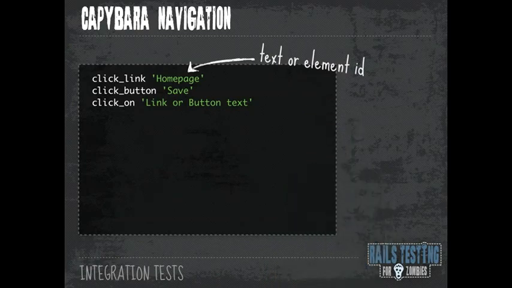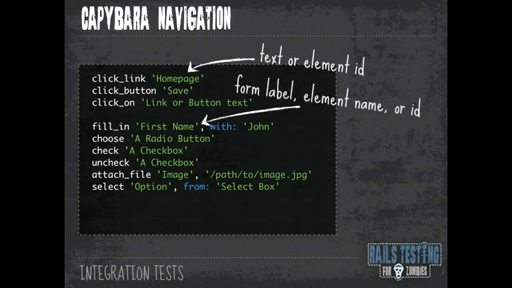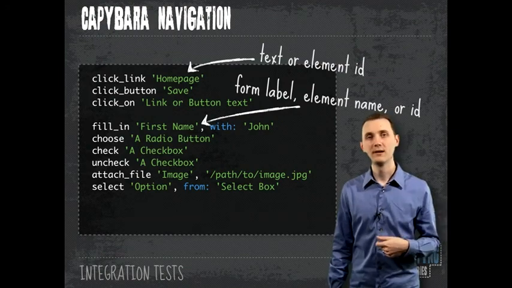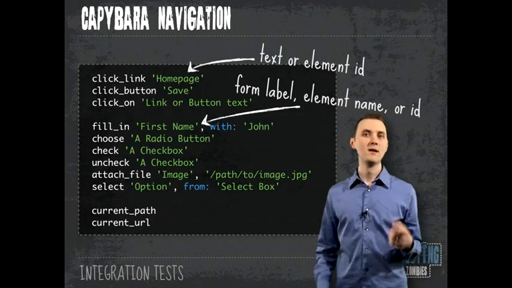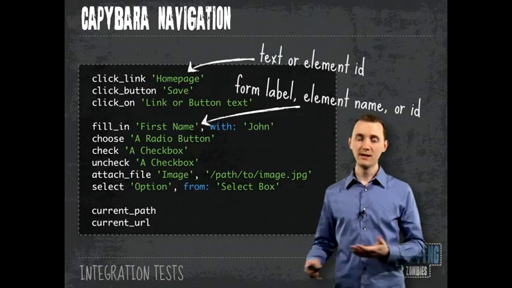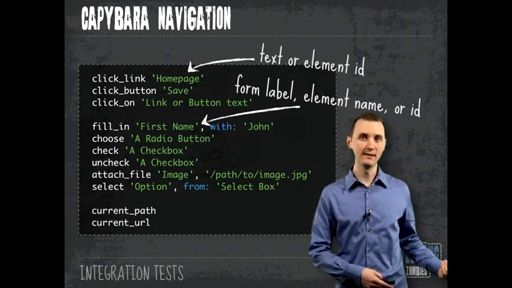Next, Capybara gives us a bunch of form interaction methods, such as fill_in element with value, choose a radio button, check a checkbox, uncheck a checkbox, attach a file, or select a particular element from an option group. These fields can be looked up either from their form label, from their element name, or from the element ID. And finally, Capybara gives us a couple of helper methods, if you will, called current_path and current_url. Because Capybara acts like a web browser, it's automatically following redirects, so sometimes it's nice to know exactly where we are because it might not be the last place that we requested.